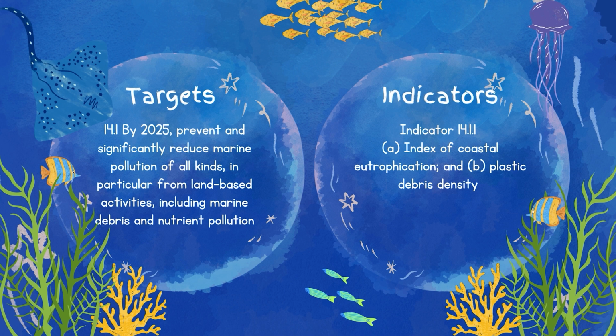To prevent and significantly reduce it, depending on what kind of activities we are doing, we look at the progress so far made. To look at the progress of this particular target, we have two important indicators. One is the coastal eutrophication index, meaning the level of eutrophication, and then the plastic debris density, the density of plastic debris that reaches the ocean in that particular area.